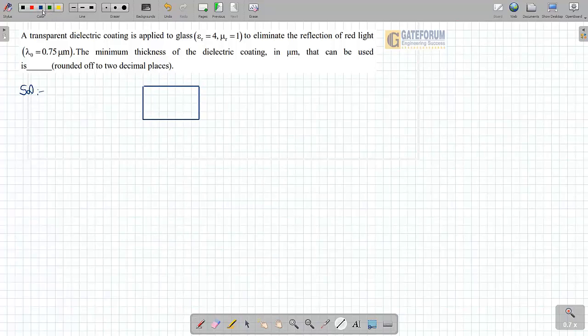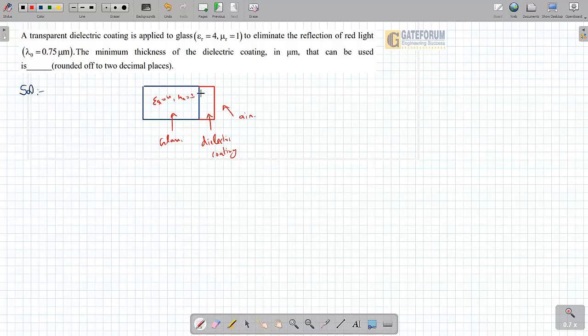Then there is a dielectric coating here. Of course, I have made it thick, but it is not so thick. And then there is air. So here there is glass, dielectric coating, and here air, right? Air has epsilon r equal to 1, mu r equal to 1. Glass has epsilon r equal to 4, mu r equal to 1. We need to find out this, right?